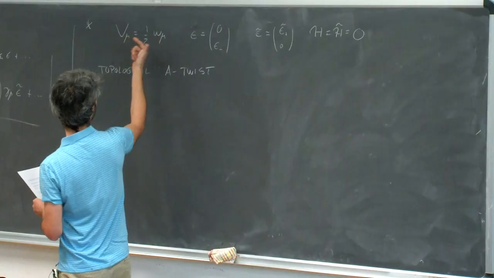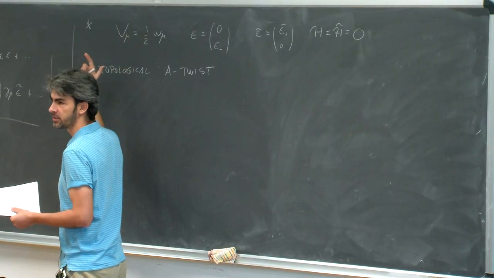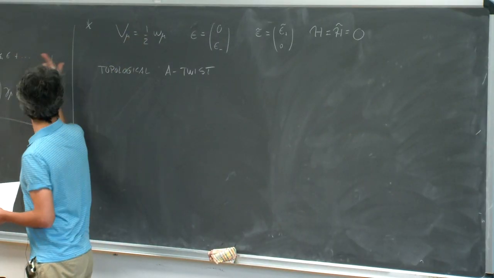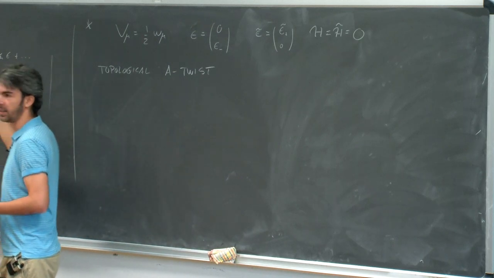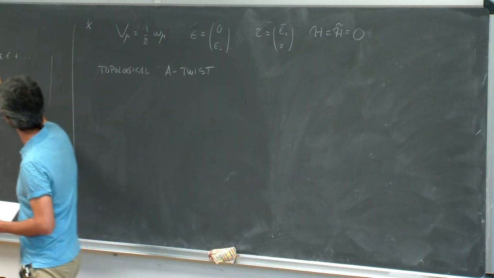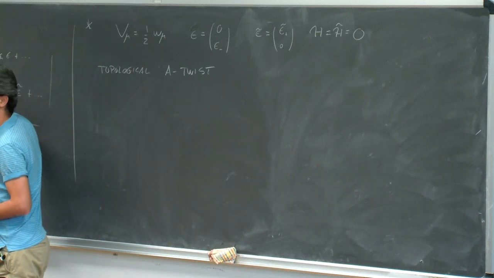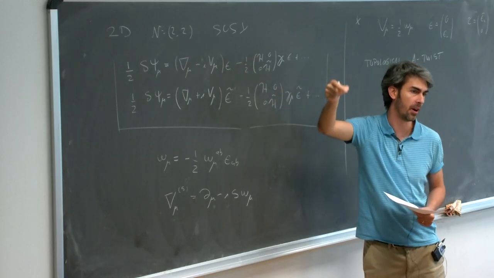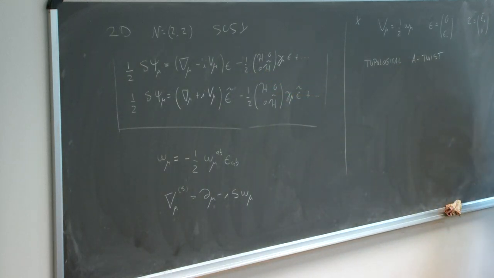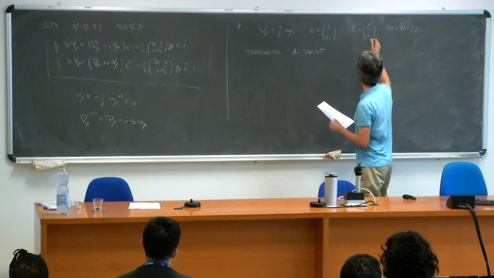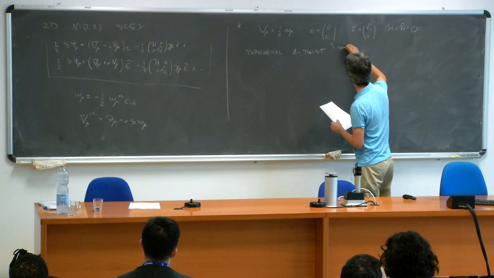And the other one is still a section of a bundle, and on a Riemann surface, there are no non-vanishing sections of these bundles. Because, of course, one of the conditions is that this is nowhere vanishing. Otherwise, at that point, we don't have the supersymmetric transformations. Okay, so once again, this was constant.